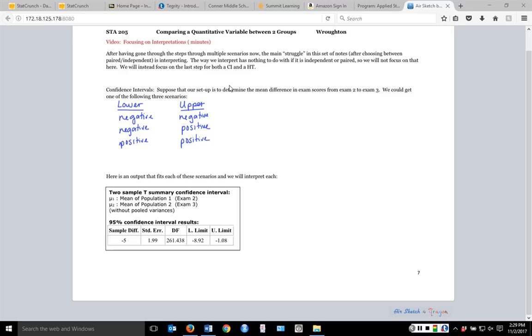So we're going to go through each of these three scenarios for our example, looking at the mean difference in exam scores from exam 2 to exam 3. And for this, my order of subtraction is exam 2 minus exam 3. So already thinking about this on the side, if I get a positive number, that tells me that exam 2 was higher than exam 3. If I get a negative number, that tells me that exam 2 was smaller than exam 3. And 0 would tell me that the exams were the same.